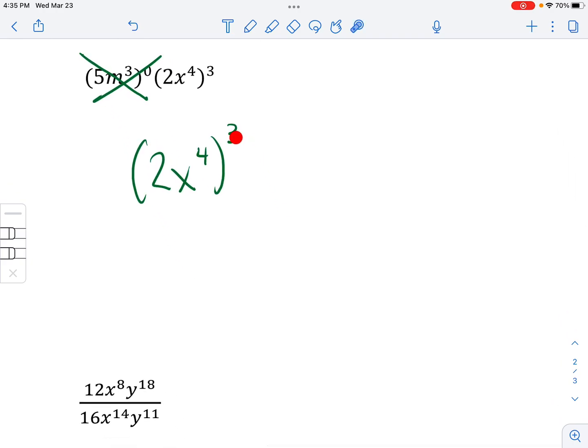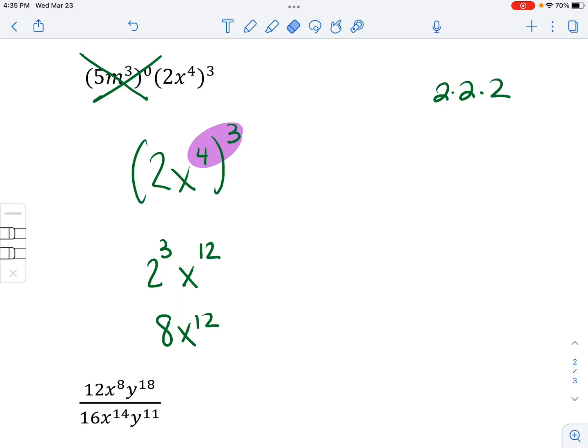So that 3 is going to go along to everything inside the parenthesis. So the 2 is going to get the 3, and the x is going to get the 3 as well, but the x is already attached to a 4, and that 4 is a power to a power, so when the powers are next to each other, we multiply those numbers together. So we've got that. And then 2, when it got the 3, it became 2 to the 3rd power, and remember, 2 to the 3rd means 2 times 2 times 2, which is 8x to the 12th.